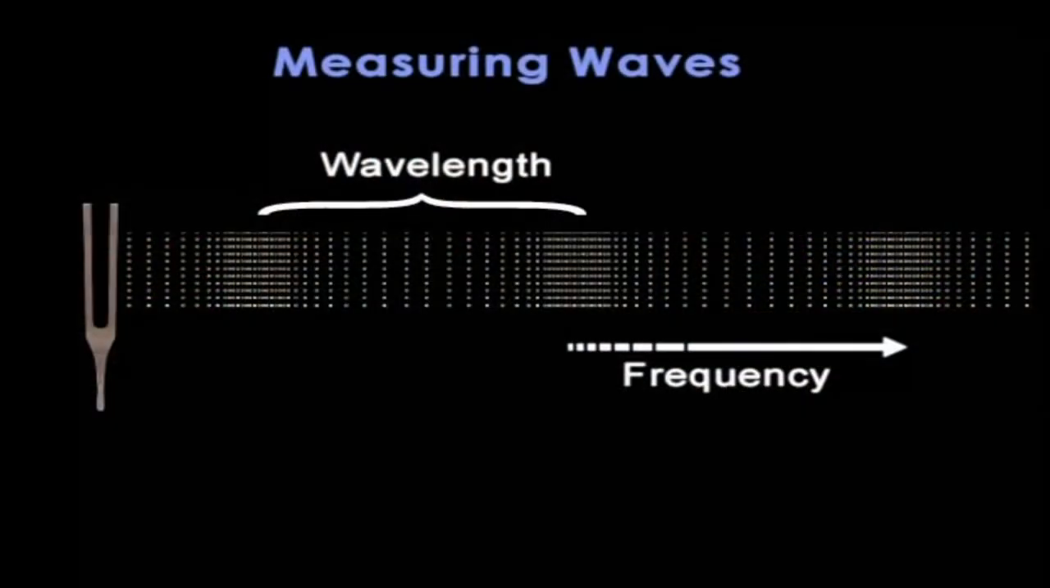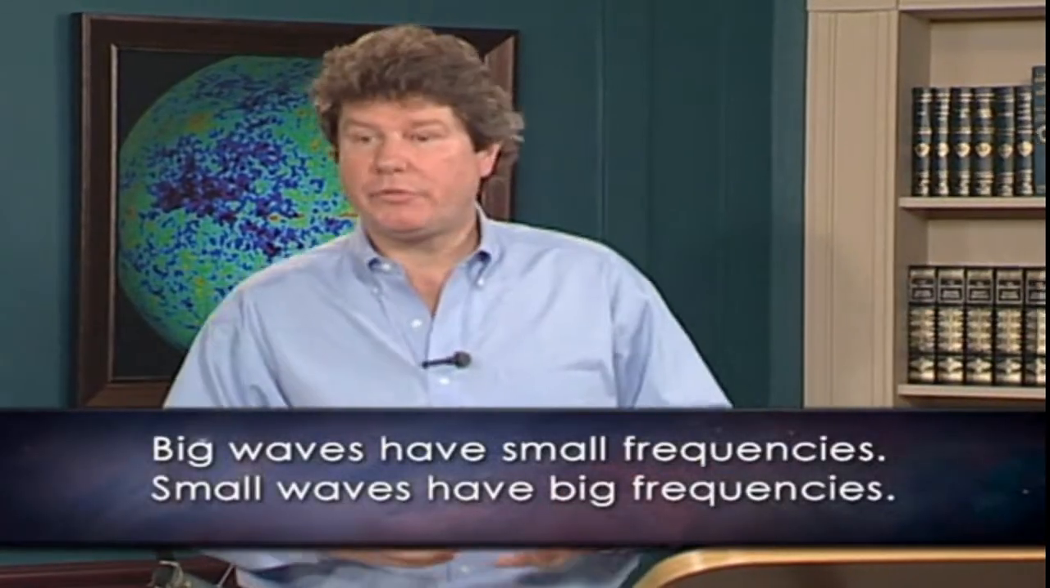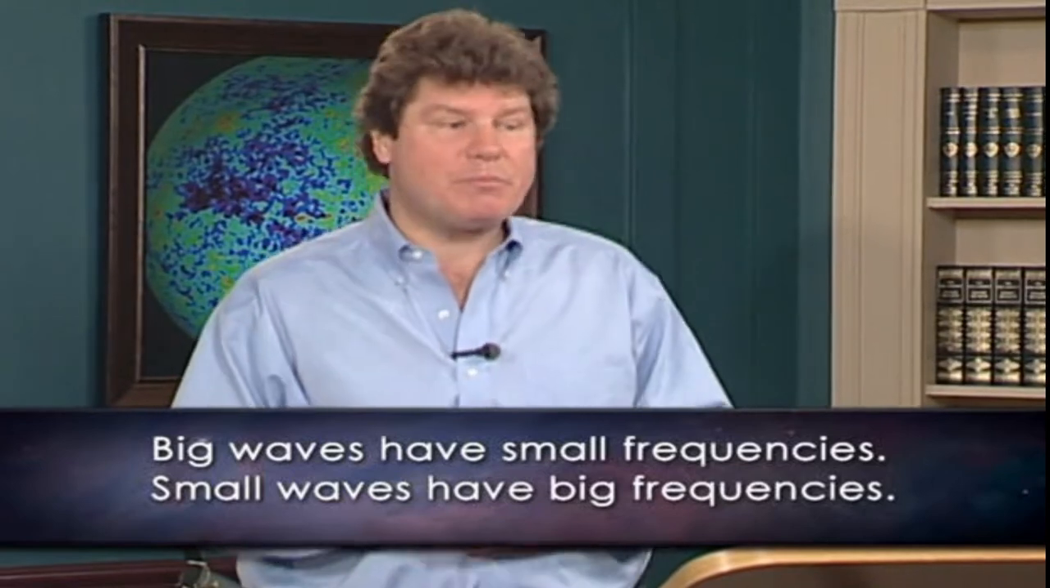Here's a bit more terminology. The distance between two peaks is called the wavelength, and the number of waves that pass by per second is called the frequency. It's measured in hertz, which are really waves per second. Now, wavelength and frequency are complementary. So big waves have small frequencies, and small waves have big frequencies.